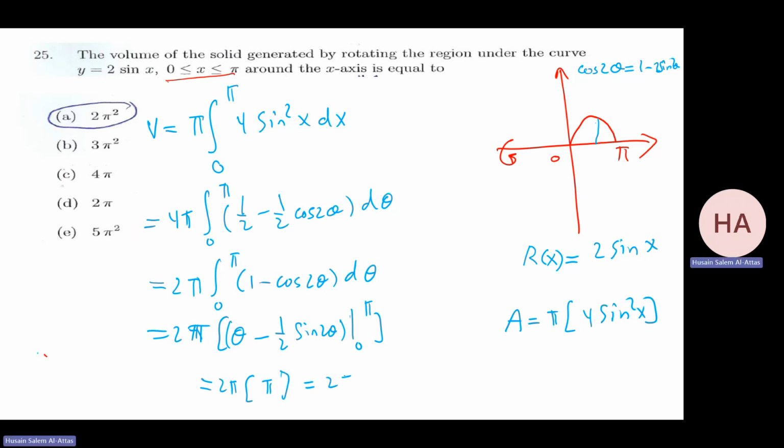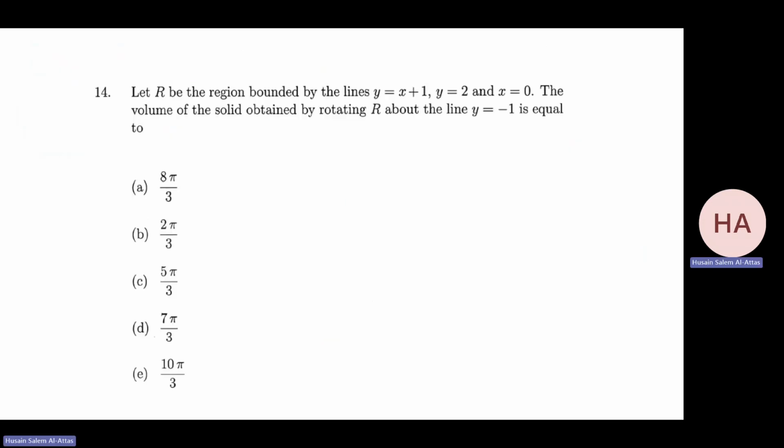That will be 2 squared, which is this one. Okay, we do more problems. Find the volume of the solid generated by the region bounded by the lines y equals x plus 1, y equals 2, and x equals 0, on rotation about the line y equals minus 1. Okay, let me graph the region.